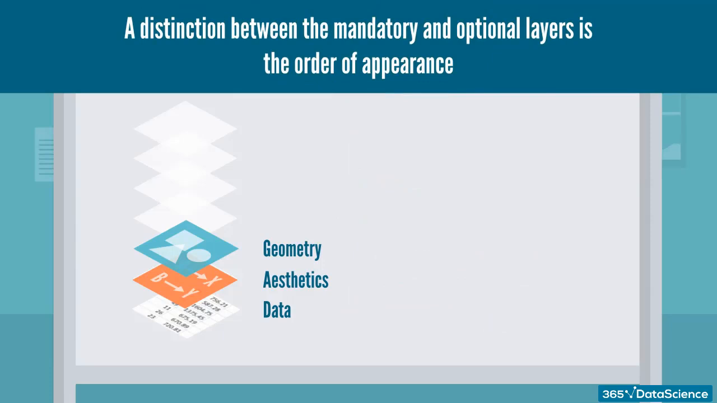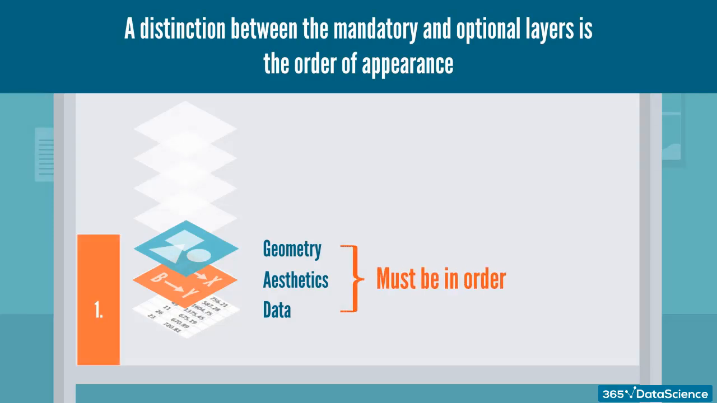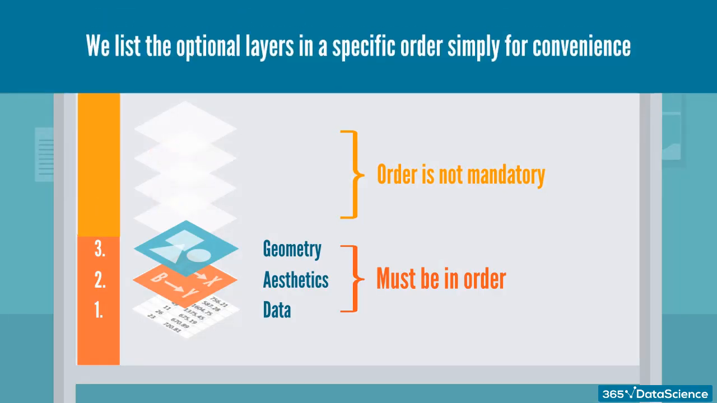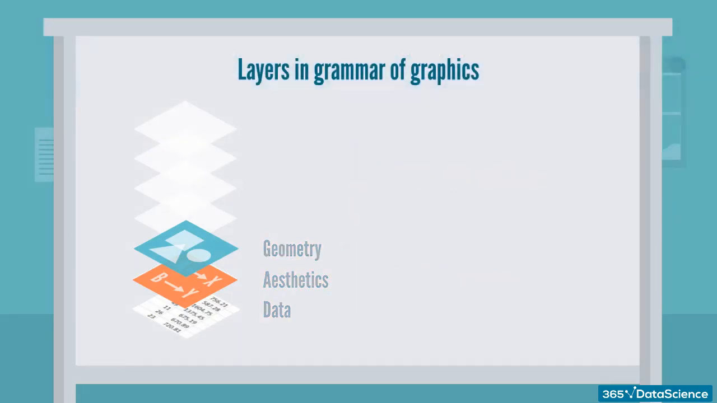An important distinction between the mandatory and optional layers concerns the order in which they appear. For the first 3 layers, we must start with data, continue with aesthetics, and as a third step, determine the geometries. The remaining 4 layers don't need to appear in strict order. In fact, we don't have to include any of them in our plot, hence the optional part. In this lecture, we list the optional layers in a specific order simply for convenience, but it is not necessarily the order in which they should appear in a ggplot. With that in mind, let's continue with the 4th layer, the facets layer.